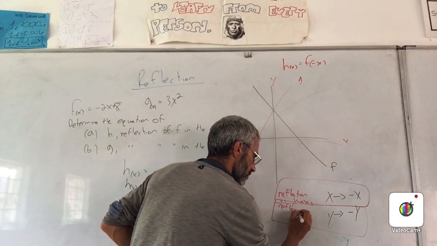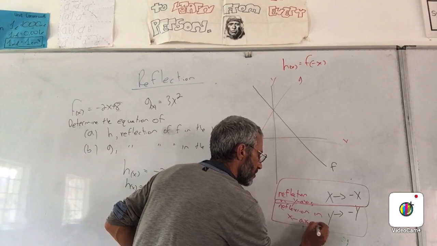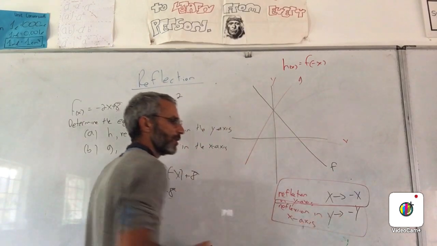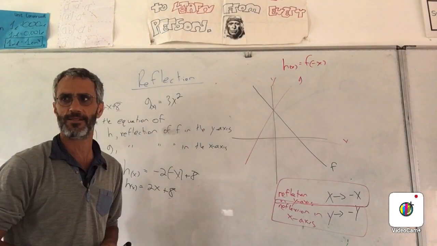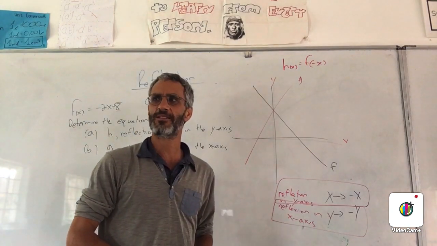Reflection. In what x-axis? You're right. So it's like the opposite. When you're messing with the y, basically reflecting along the y-axis. When you're reflecting along the y-axis, you're messing with the x.